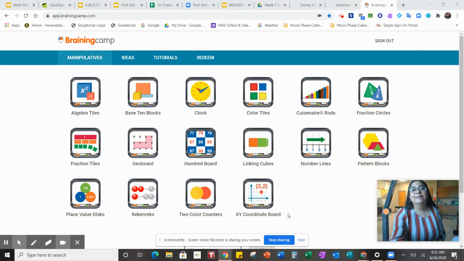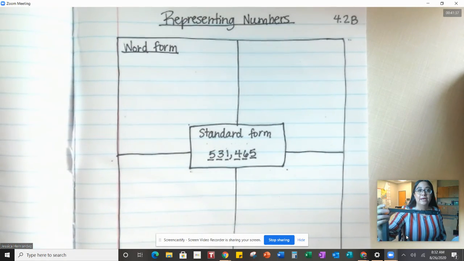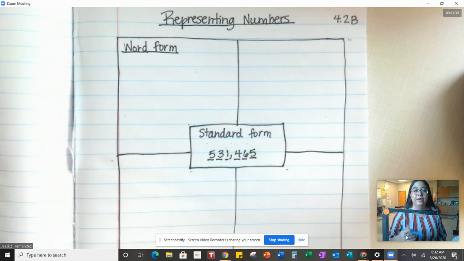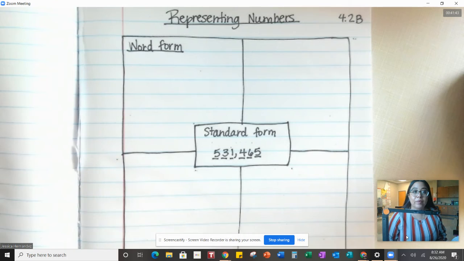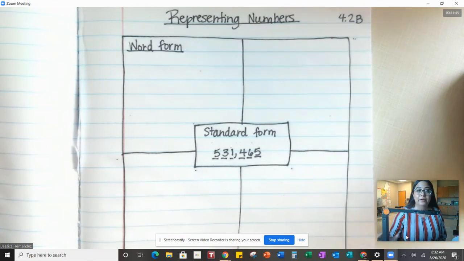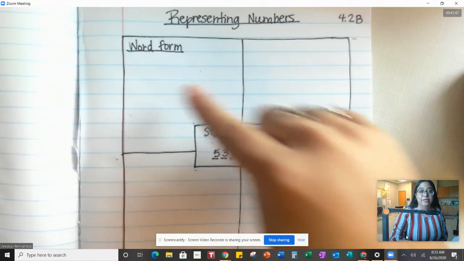Good morning, class. Today we're going to be learning about representing numbers. I'm going to share my screen and you'll see that I have my math notebook out. So please get your math notebook out, and then you can copy this in your journals. Okay. So here we have the word form is what we're going to do first.